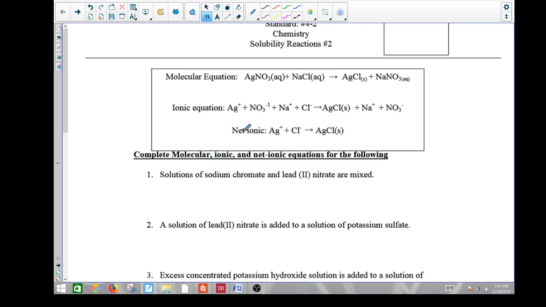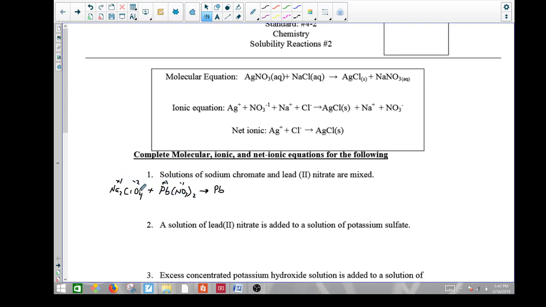I got one example here. So sodium chromate is going to be Na2CrO4 plus lead nitrate, Pb(NO3)2, yields lead chromate. Now this is a -1, plus 2, -2, plus 1.